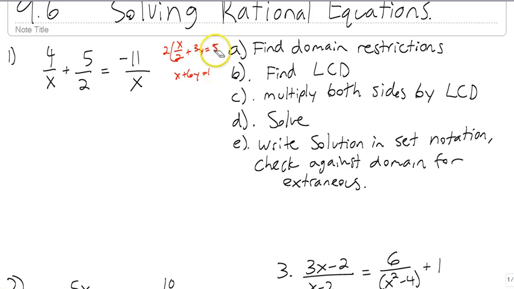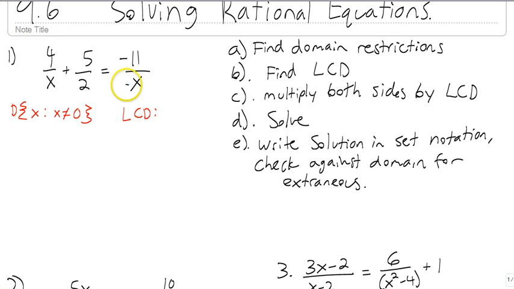We are basically multiplying once by that. So, find the LCD, multiply, solve. Write solution in set notation, check against domain for extraneous solutions. So, let's look at what happens here. First of all my domain restriction here is x. That x cannot be what? Well, if you look at the bottom of these fractions, x can't be 0. Everything else works fine. My LCD for this case is going to be an x and a 2, so 2 times x.